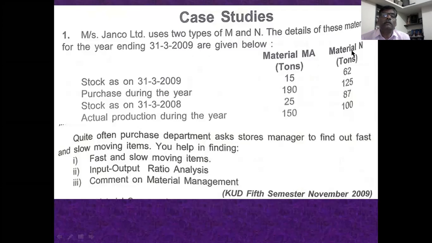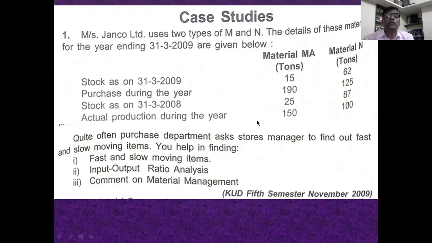Material M, material N. Opening stock is 15 tons and 62 tons. Purchase during the year is given regarding M and N. Stock on 31st March 2008 means it is the opening. Closing is given first, opening is given last. So on the basis of date, you have to confirm the opening and closing. Blindly don't take the first as opening and second as closing.